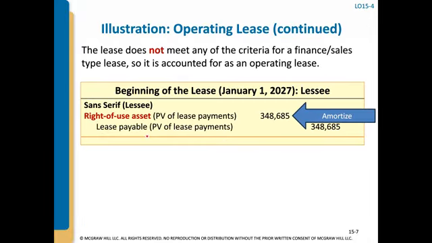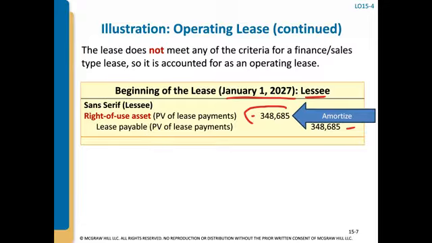Okay, let's continue on with the journal entries for the lessee, and then I'll flip it to the journal entries for the lessor for January. We just did January 1, but then we'll do December 31 as well. So this is just a repeat of the prior slide where the lessee records the initial transaction of the lease. They debited the right of use asset for $348 and credited lease payable for $348.